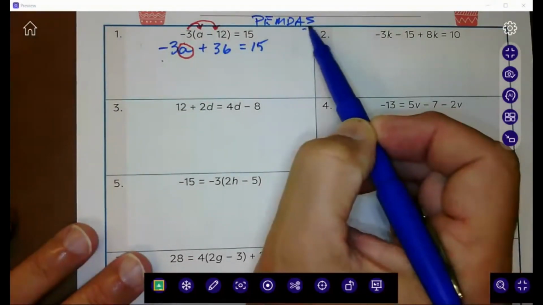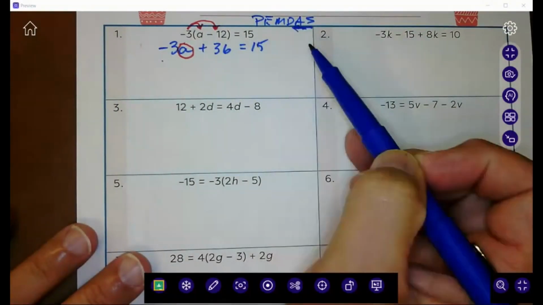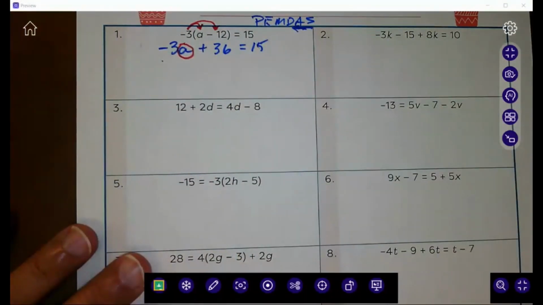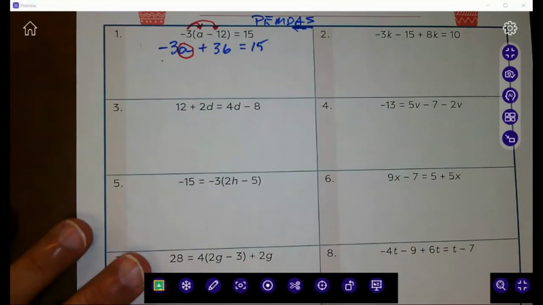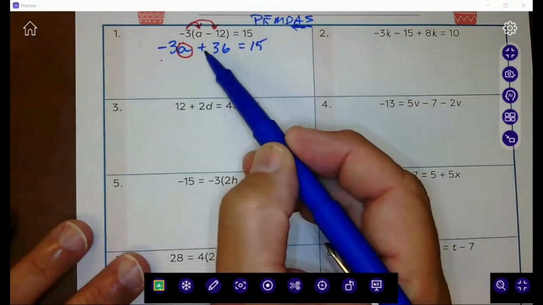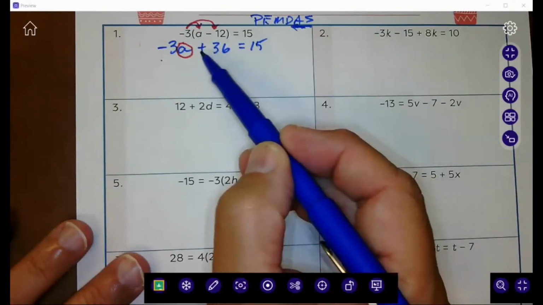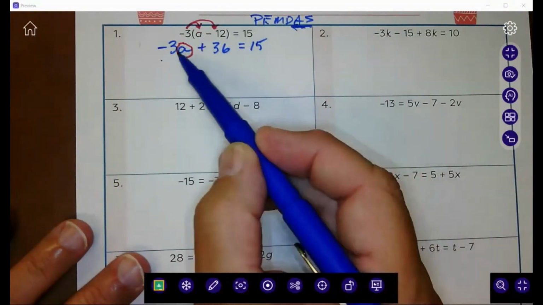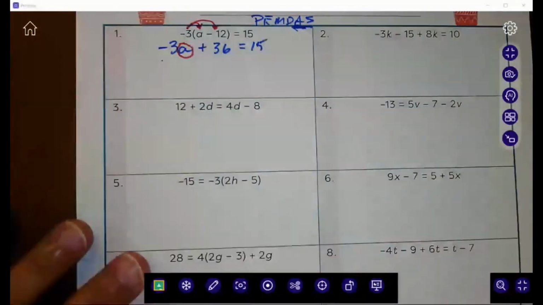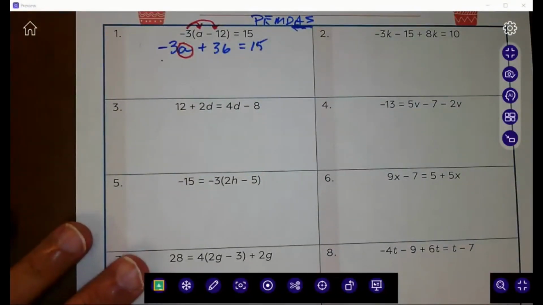We undo addition or subtraction first. That negative 3 is being multiplied. So we've got to undo the thing that's being added in this case. The 36 is being added to that. The negative 3 is being multiplied. So we undo addition or subtraction first. So give it another try there. What do we need to do to both sides?